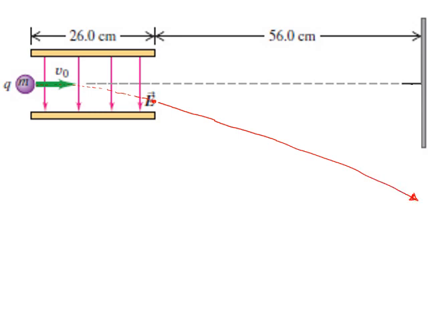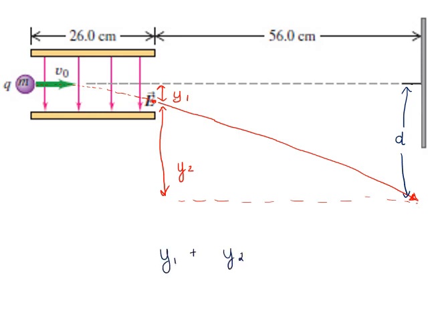Okay, I've exaggerated the motion a little bit compared to the previous slide just to make it a little easier to see. So if we think about what happens inside the plates, it deflects down by a distance y1. If we think about what happens outside the plates, it deflects down by a distance y2. And then all together, those distances add together to give a distance of d, which we're told is 1.25 centimeters down. So we know how far down it deflects, we know it's comprised of two vertical distances, y1 and y2, and we know that together y1 plus y2 equals d.